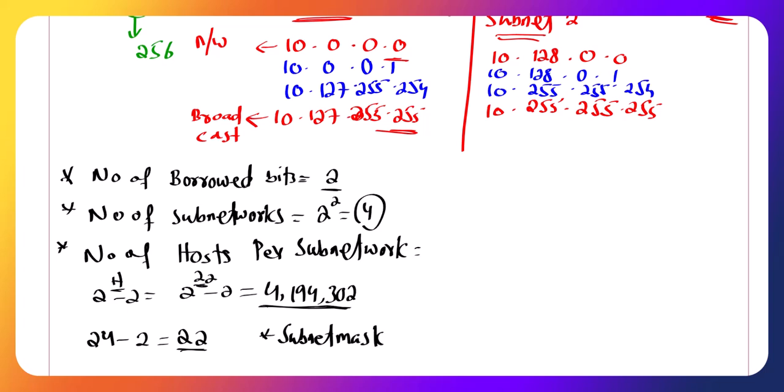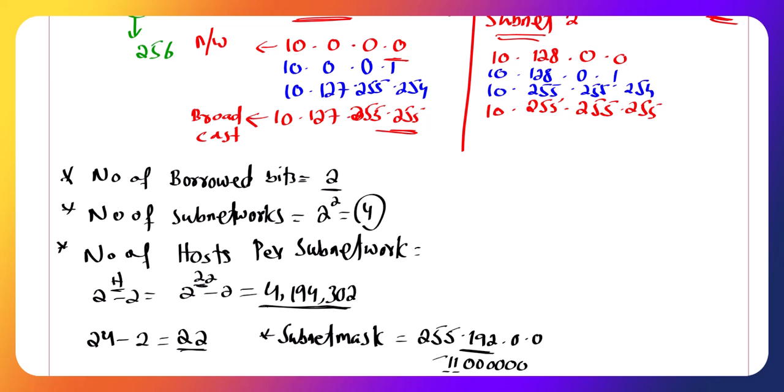Subnet mask will be 255 dot... We borrow how many bits? 2. So 128 plus 64 is equal to 192.0.0. Okay. If you are confused, don't be. See, we borrow what? 2 bits. It means the most significant first 2 bits are on.